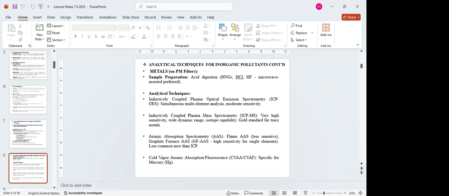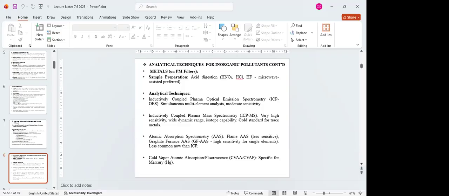The other equipment is the one that is known as inductively coupled plasma mass spectrometry, ICP-MS. Inductively coupled plasma mass spectrometry. Its sensitivity is very high and it has a wide dynamic range, and is used in identification of isotopes, and it has this gold standard for trace metals. It is at the top there when it comes to analytical equipment for detecting the particulate matters as it is.